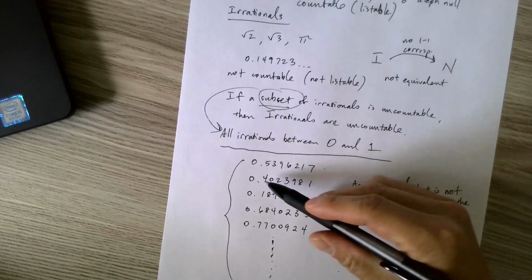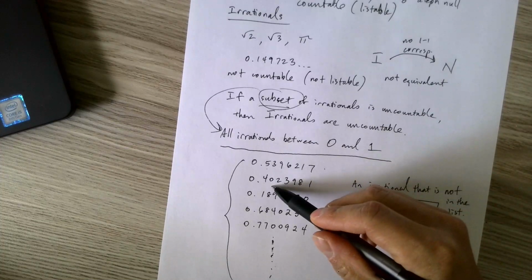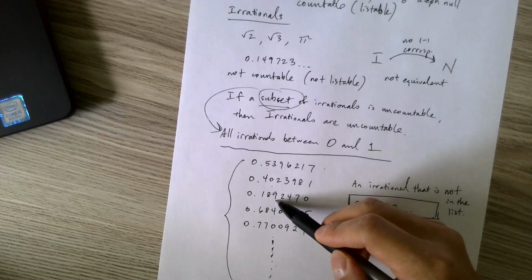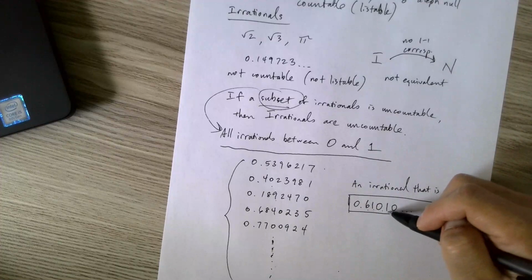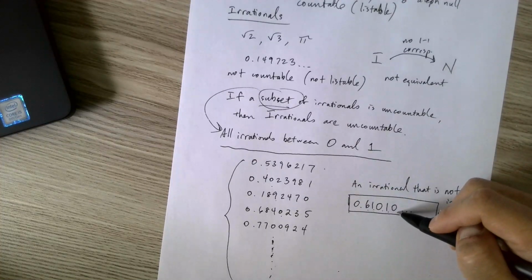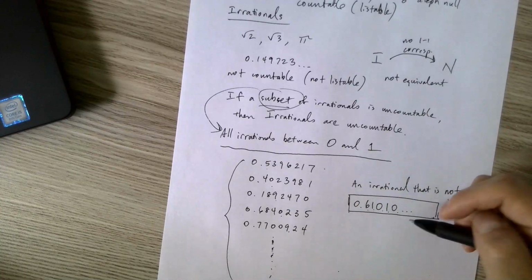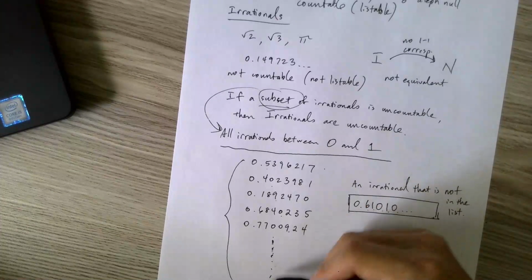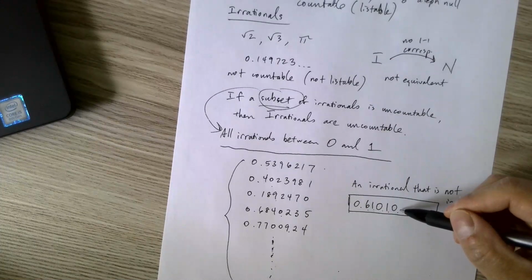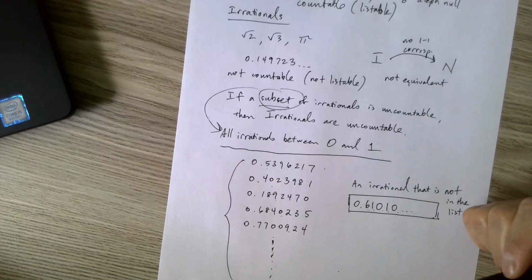I could compare the first digits, but I could also compare the second digits. This 1 is different from the 0. The third digit is different from the third digit in the third number. The fourth digit is different from the fourth digit in the fourth number, and the fifth digit is different from the fifth digit in the fifth number. Now, if I had listed more numbers here, I would have ensured that the digits that follow were different from every single number that followed here.